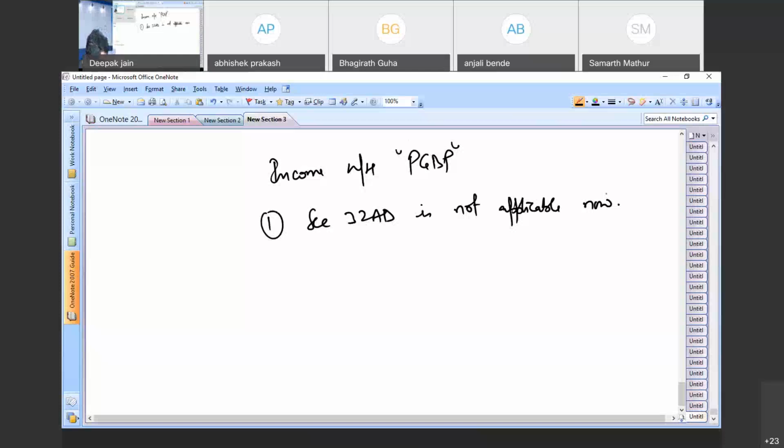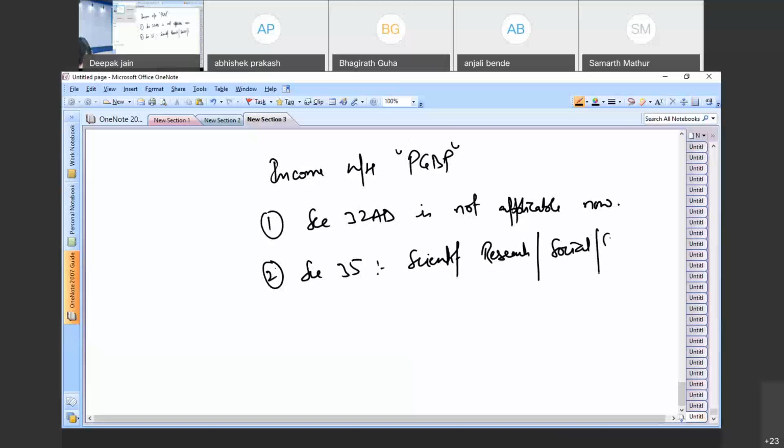Okay, thank you, sir. Second, section 35. Any idea? Scientific research? Social research? Statistical research? Have you heard this name or not? Donation for scientific research, social research, statistical research? Not an issue.